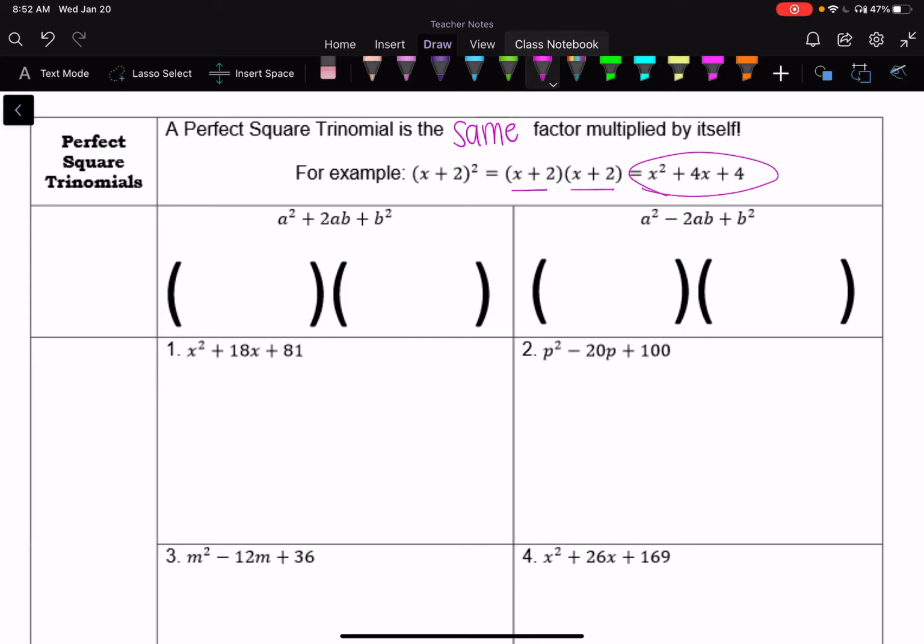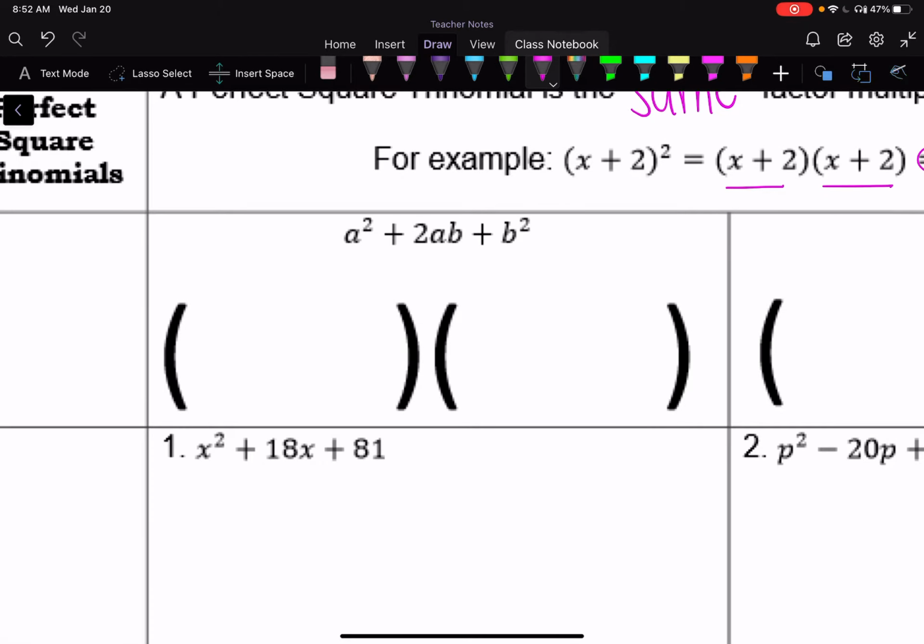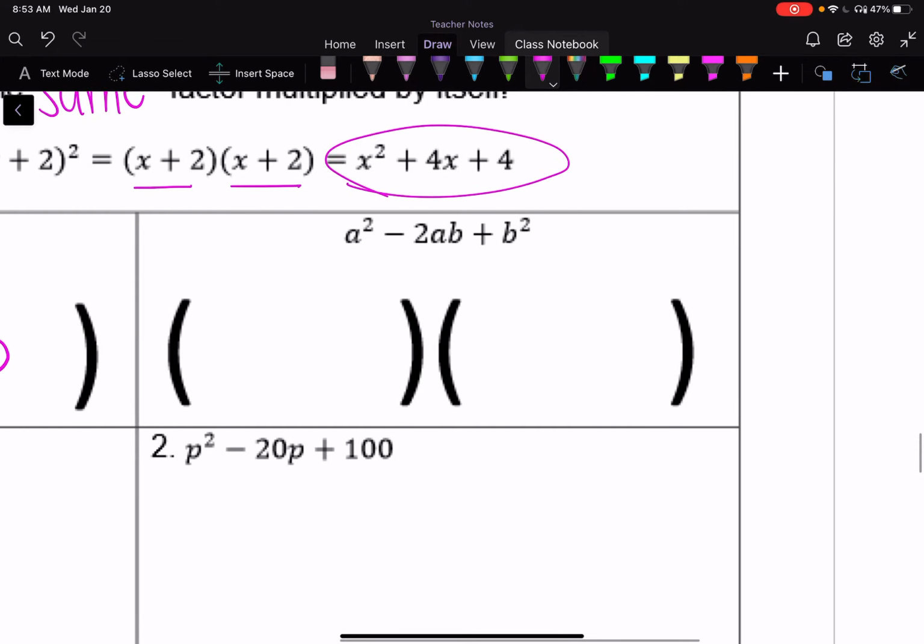There are two different perfect square trinomials. There's a positive version and a negative version. My positive version looks like this: a squared plus 2ab plus b squared, and that breaks up into a plus b times a plus b, or a plus b squared. And then we have a squared minus 2ab plus b squared, and that is the negative version. That's a minus b times a minus b, which leaves me with a minus b squared.